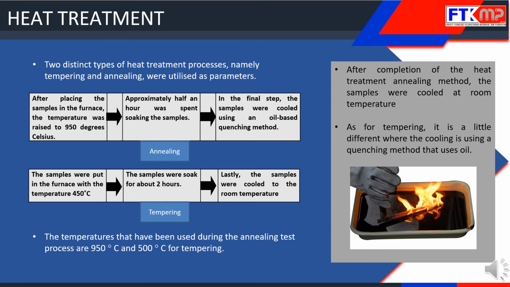This slide shows the process of performing heat treatment for annealing and tempering. The temperatures that will be used during the annealing process are 950 degrees Celsius, and 500 degrees Celsius for tempering. After completion of the heat treatment annealing method, the samples were cooled at room temperature. As for tempering, it is a little different, where the cooling uses a quenching method with oil.